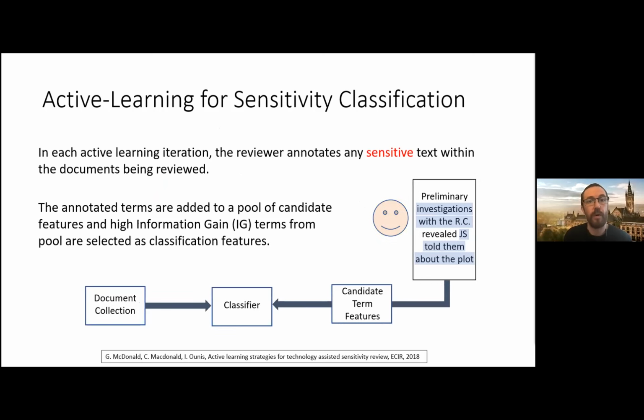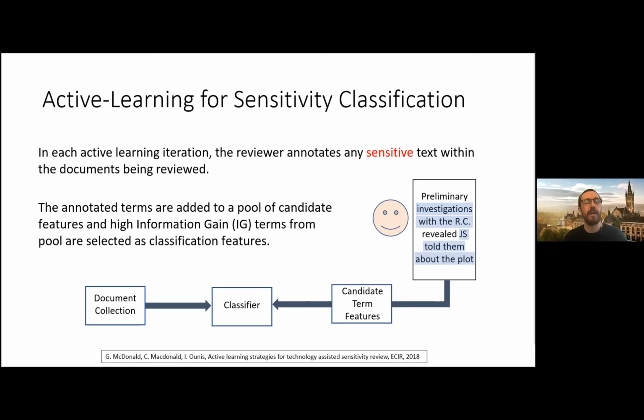Okay, so what we do is we get the reviewer to annotate these sensitive passages of text, and then we have some function. In this case, we use high information gain of particular terms to say, out of all these terms that they've annotated, they're not all as useful as each other. So let's try to identify, out of the annotations, which are the most important terms that are going to be useful for the classifier. We integrate this with the evidence that we're getting from the collection itself, and we use that amalgamated evidence to train the classifier.